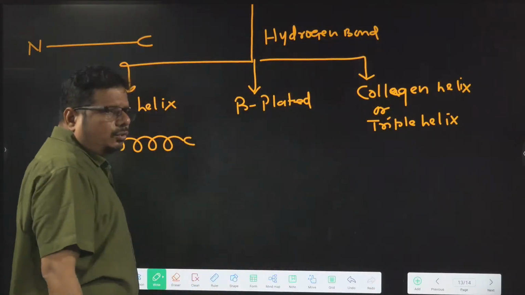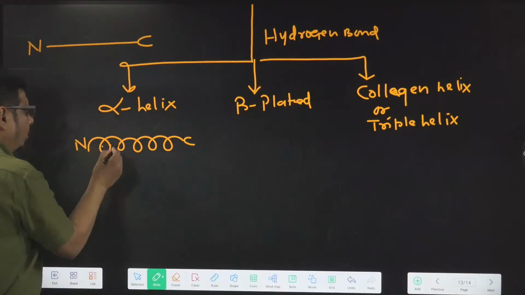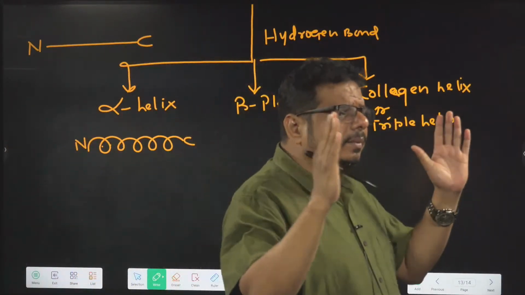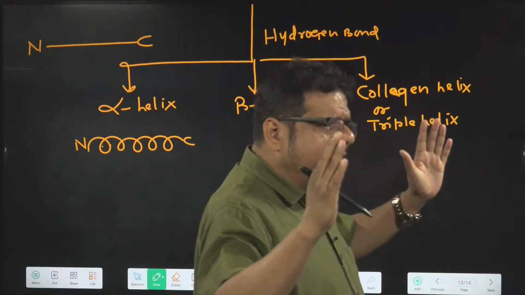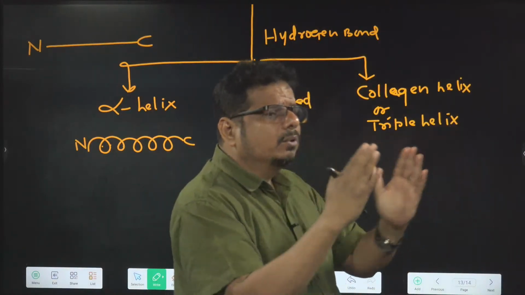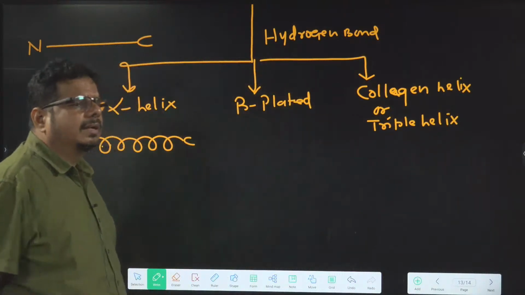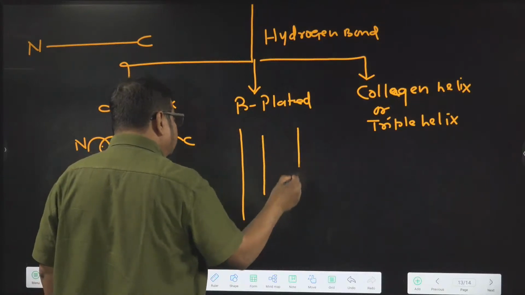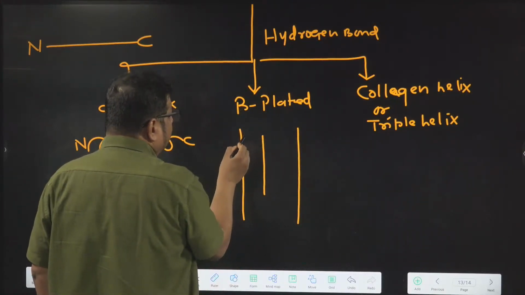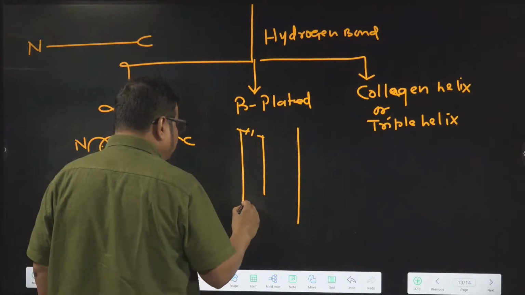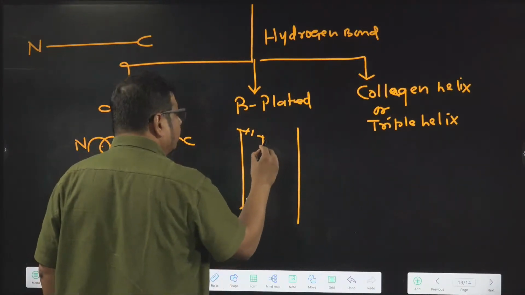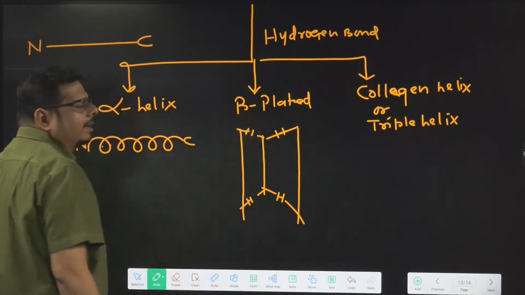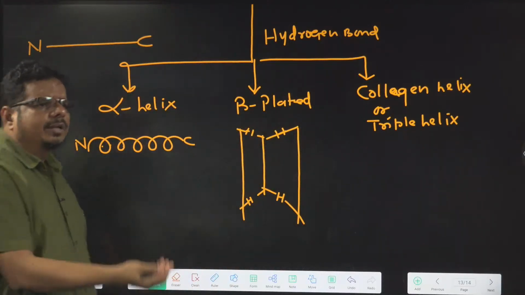Got the idea? These folds and coils are created due to attraction between two amino acids through their hydrogen bonds. They want to come close together and so they make a fold. Now the beta pleated or beta sheet looks like this. Between these two polypeptides or two chains, which bond is present? H bond is present, and it forms a sheet-like structure. So it is the beta pleated structure. H bond is still there.